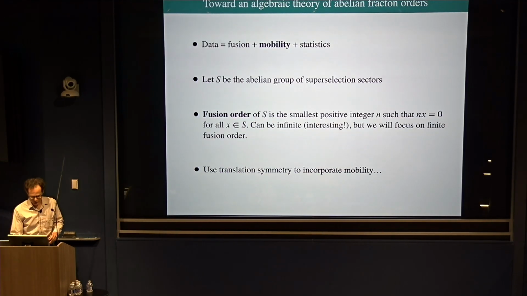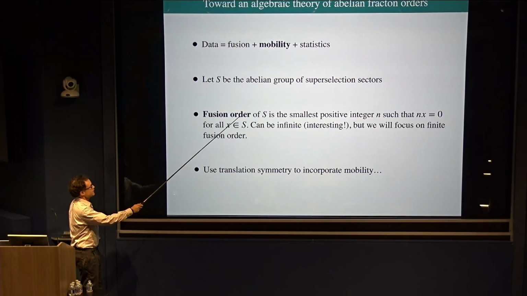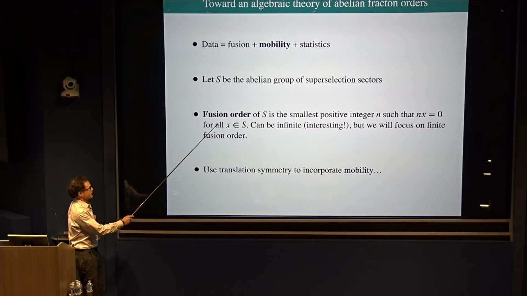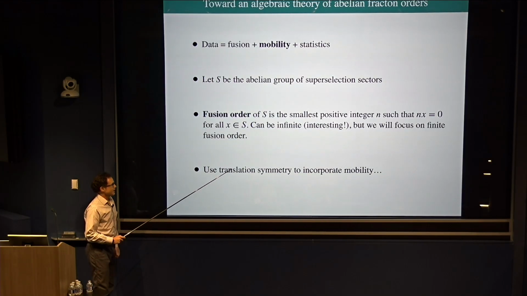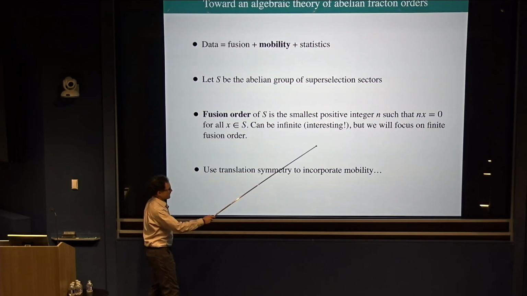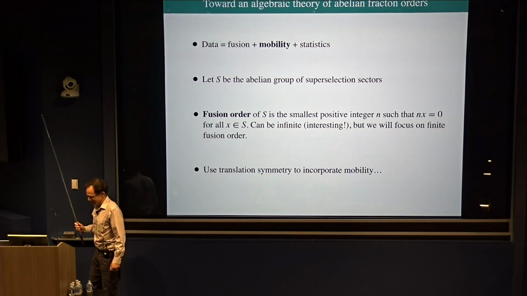And so what we want to do is think about extending this to abelian fracton orders, where there's a key additional ingredient that we need, and that's mobility, this restricted mobility. So we still have an abelian group of superselection sectors. Now we'll call it S. Let me just introduce an important quantity as an aside. We'll define the fusion order of S to be the smallest positive integer that annihilates all of the excitations in S. We'll usually call it n.